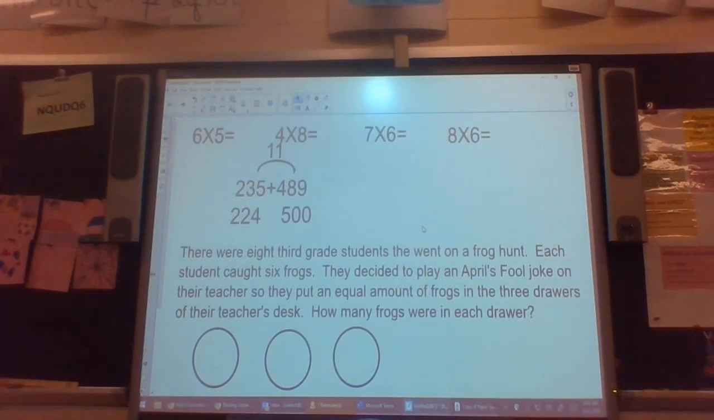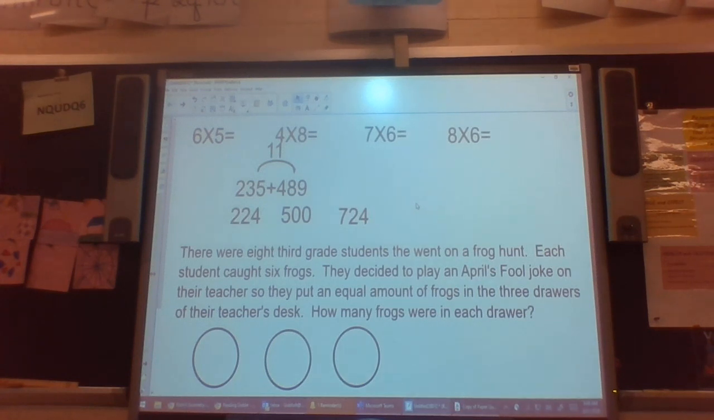Now I can add those two numbers together really easily. 224 plus 500 is going to give me 724. For some reason, I think that's easier than doing the standard algorithm.